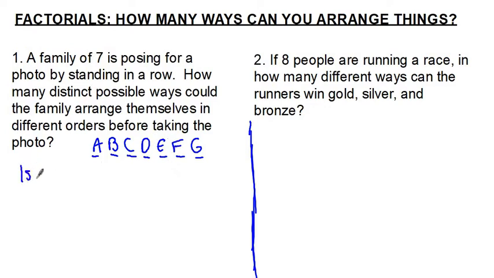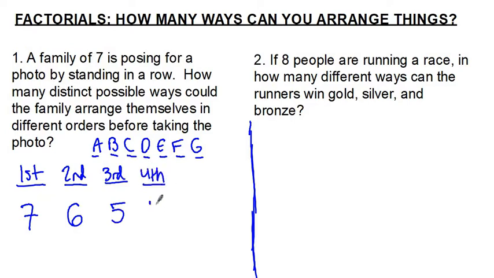Well, the first person in the row, ask yourself this: how many people could stand in that first position? And the answer is there are 7 people that could stand in that first place. How many people could stand in the second position? Well, somebody's already stood in the first position, so there's only 6 people left to stand in the second. How many could stand in the third? There would be 5. In the fourth position, there are 4 people left.